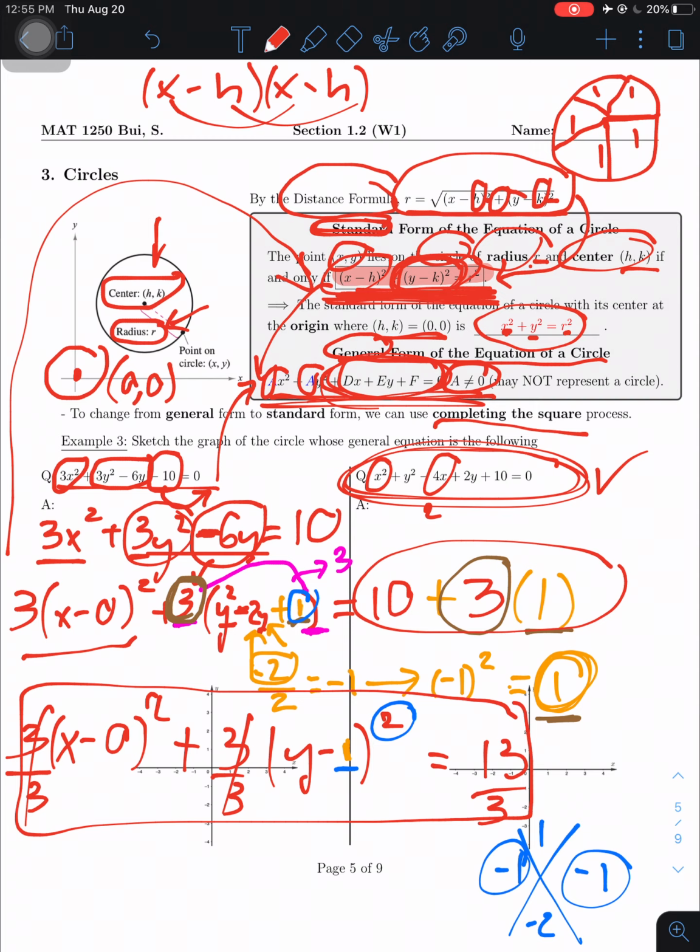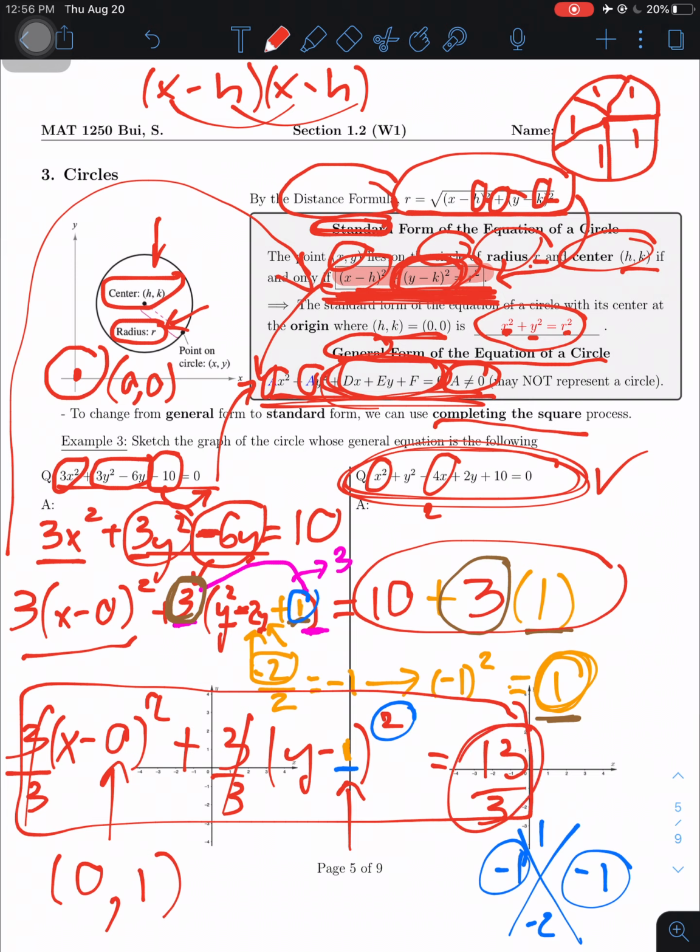Okay, so how can we draw the circle? What is the center in here? And what is the radius in here, right? So this is the x part, this is the y part, but make sure you change the sign a bit. So for 0, we just have 0, right? It's not like -0 or +0, it's just 0. For the y coordinate in here, we have -1, but if we change the sign a bit, we're going to have 1. Okay, so this is the center.